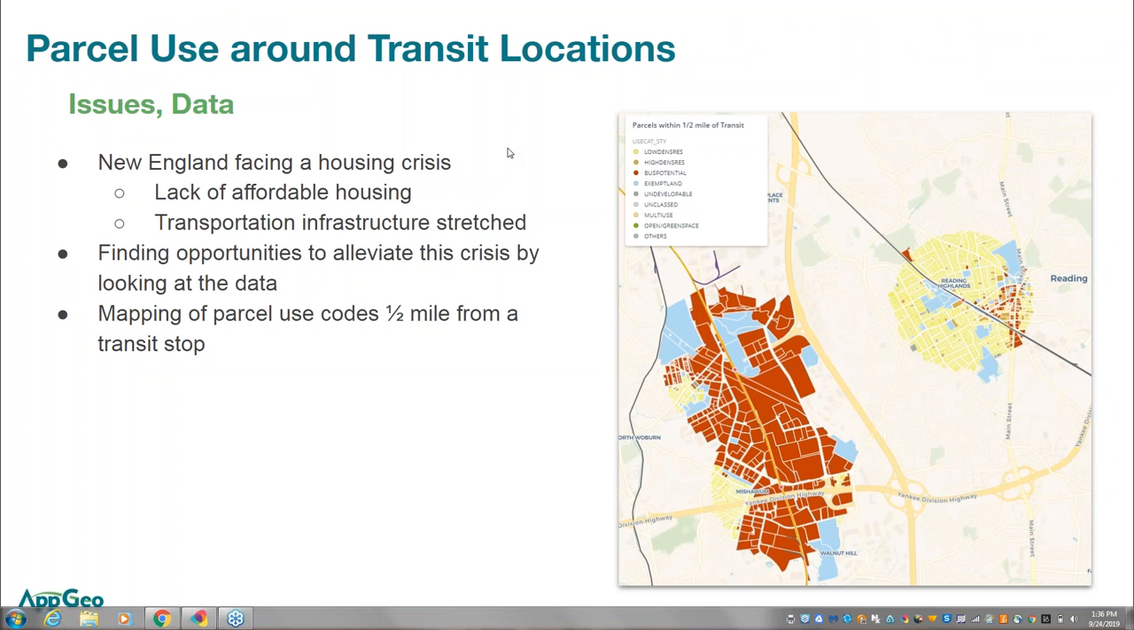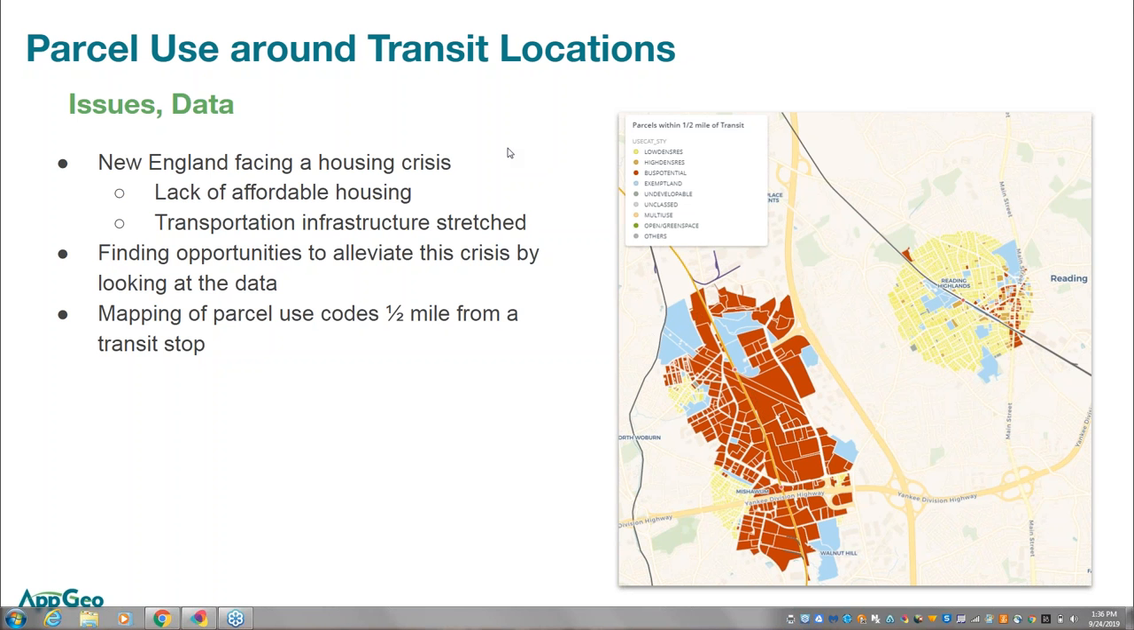So in New England today, we're facing a housing crisis and a transportation crisis. There's a lack of affordable housing where the jobs are, and our transportation infrastructure is stretched. What are some of the ways we can look for opportunities to alleviate this crisis? A regional perspective helps to put things into context and understand where you stand as a local government in a regional economy. Living close to where you work makes for a better lifestyle and reduces stresses on the transportation system.